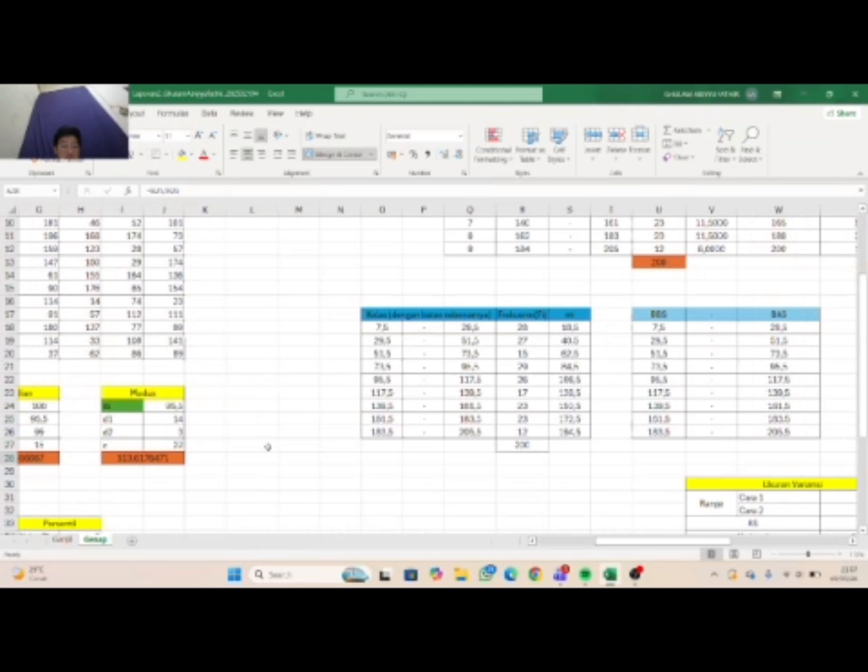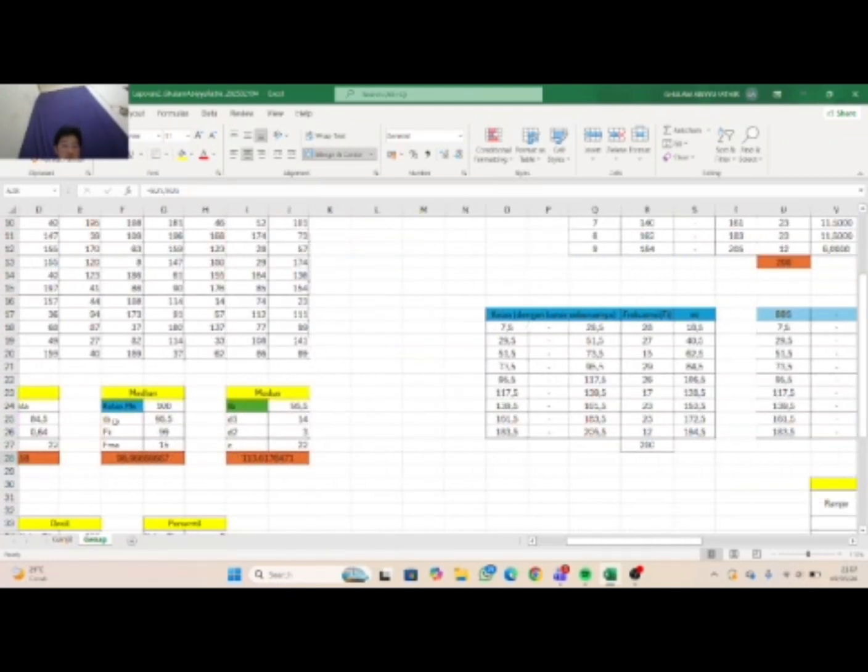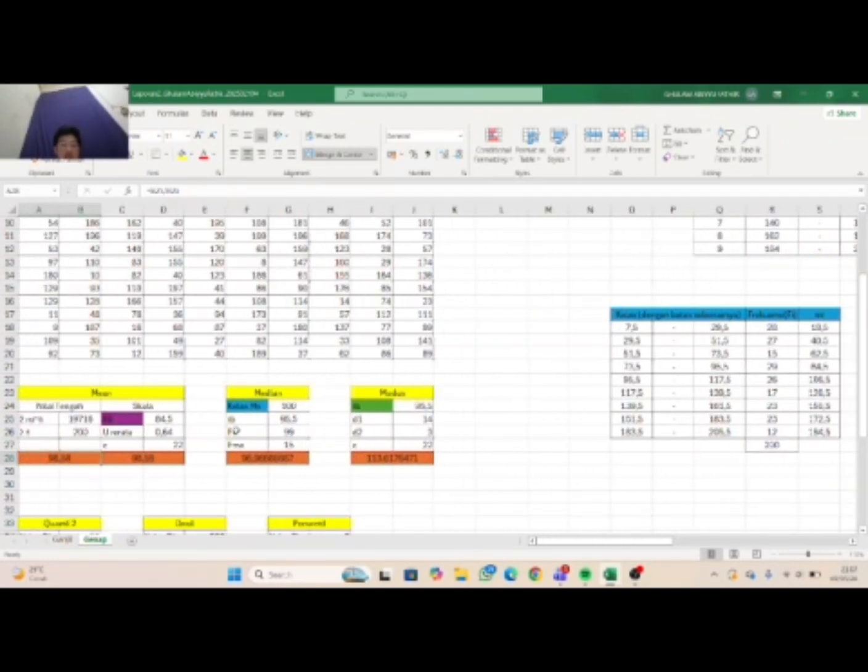Next, the median. The median is the middle value of the data, and the first step is dividing the total data by 2. Then I estimate the cumulative frequency to determine the median class. After finding the median class, I use the group data median formula. This formula includes the lower boundary of the median class, half of the total data, the cumulative frequency before the median class, the frequency of the median class, and the class interval width. From this calculation, the median value is obtained.